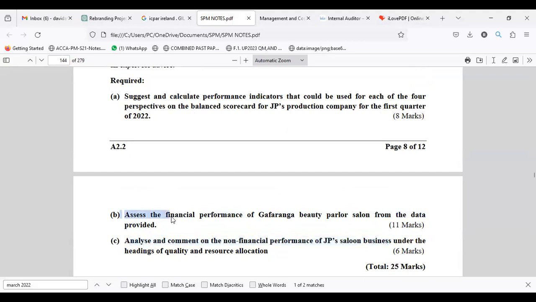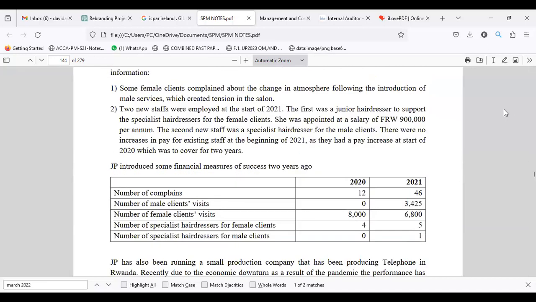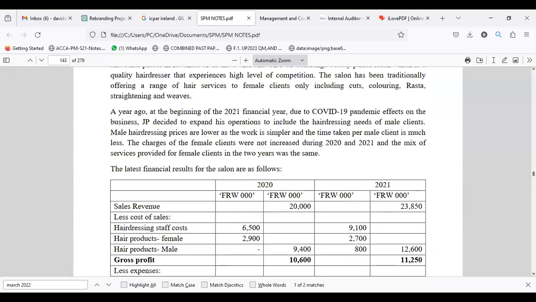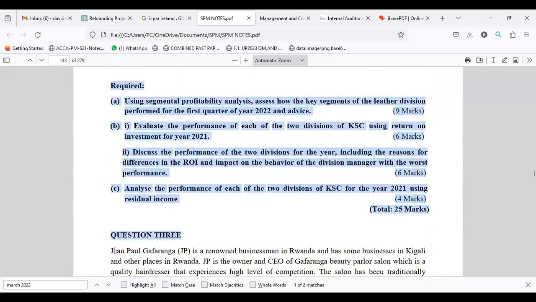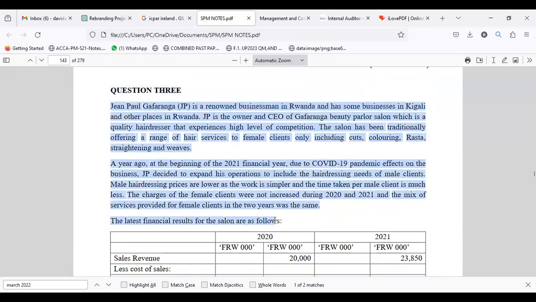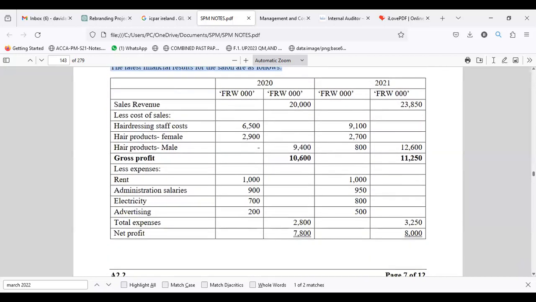So they needed, of course, the non-financial here to be talked about. The whole question generally rotated around, or was predominantly focusing on, non-financial, meaning even if you start from the top here, it is still a non-financial element. But because I'm on balanced scorecard, I'll also deal with this other part, because they need you to explain non-financial issues in the saloon which was being operated.